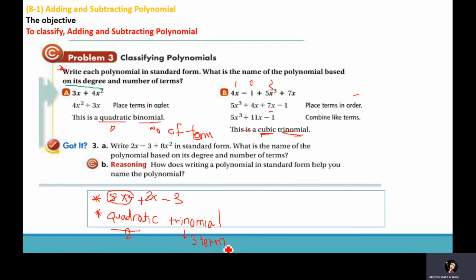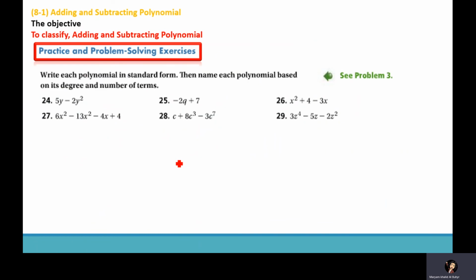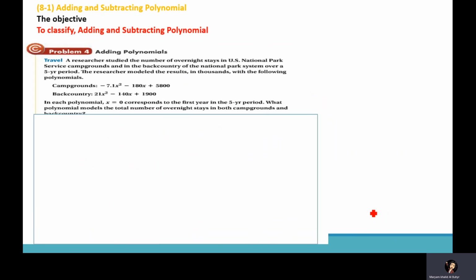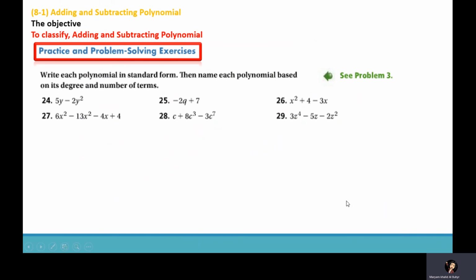With practice, you will feel this is easier and clearer. So here are more examples and more exercises. I will start with this problem, and then I will complete the next lesson with you, inshallah, in the next class.